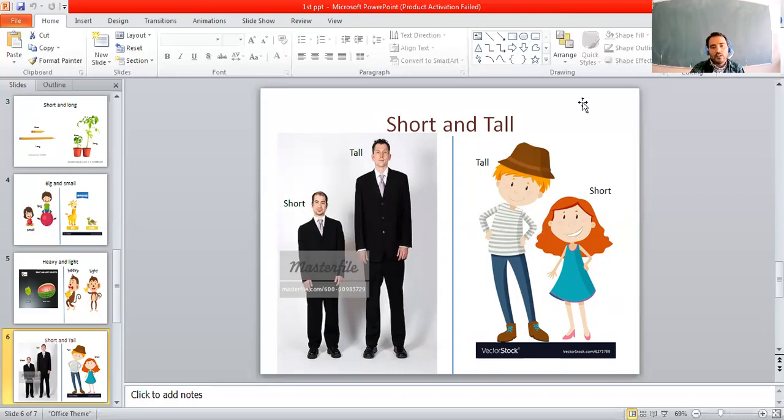Now look at this. It is short and tall. How do you spell short? S H O R T, short. And how do you spell tall? T A L L, tall. Now observe this picture. We have to find the short and tall.